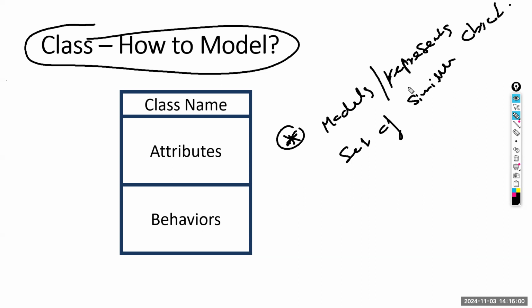So what is the definition of class? A class models or represents a set of similar objects. Not a set of all the similar objects. If you have that kind of object, it is represented by this particular class. You don't need two classes for that.